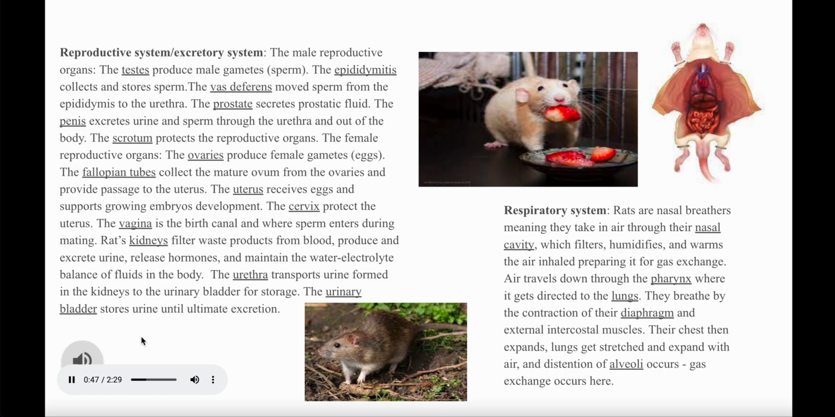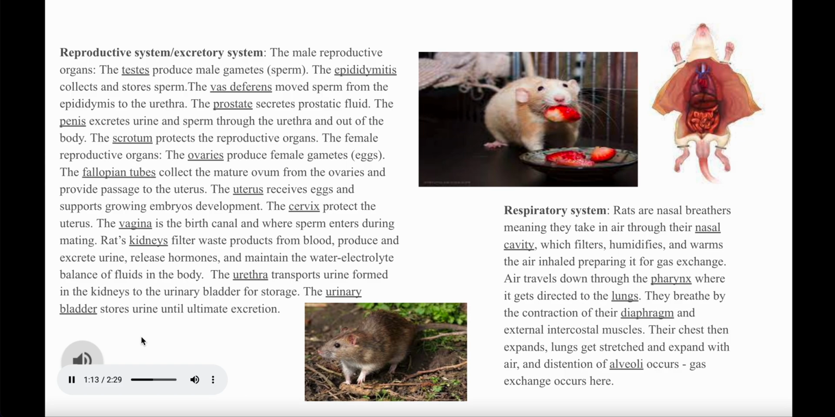all the reproductive organs. The female reproductive organs of the rat include the ovaries, which produce female gametes or eggs. The fallopian tubes collect the mature ovum from the ovaries and provide passage to the uterus, and then their uterus receives the eggs and supports the growing embryo's development. Their cervix protects the uterus, and then their vagina is the birth canal and where sperm enters during mating.